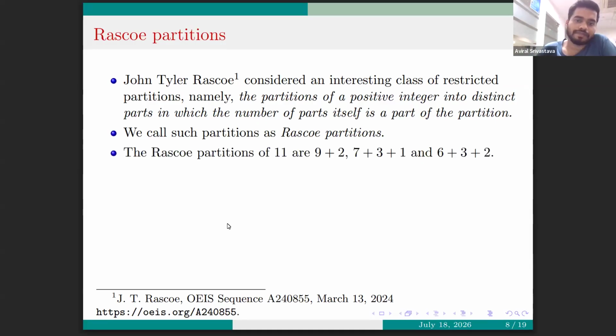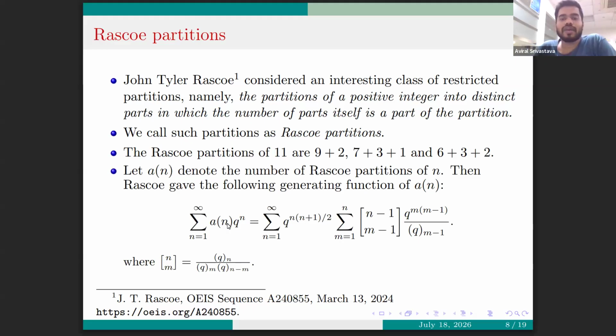Let me give one example. Say you see the partitions of 11. 9 plus 2 is one such partition, because 2 is the number of parts: 9 and 2. There are two parts in this partition, and 2 itself is present as a part of this partition. So these are partitions where the number of parts itself is a part of the partition. Okay. So for instance, another example, if we see 7 plus 3 plus 1, then there are 3 parts and 3 itself is a part of the partition. Okay.